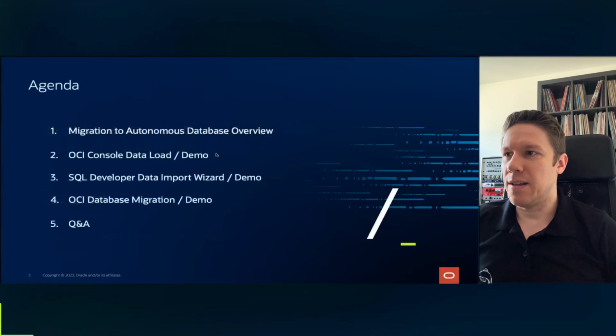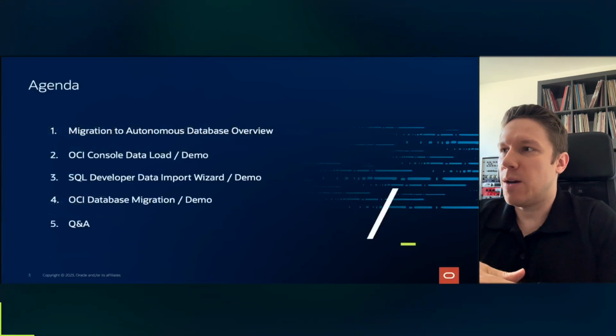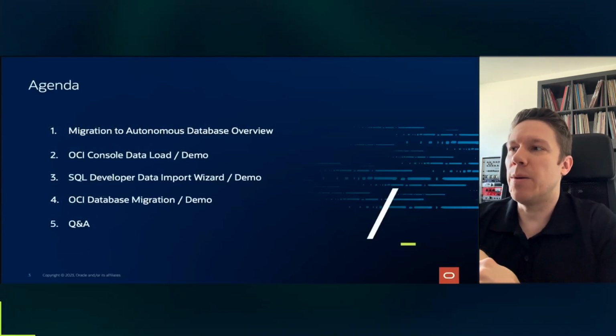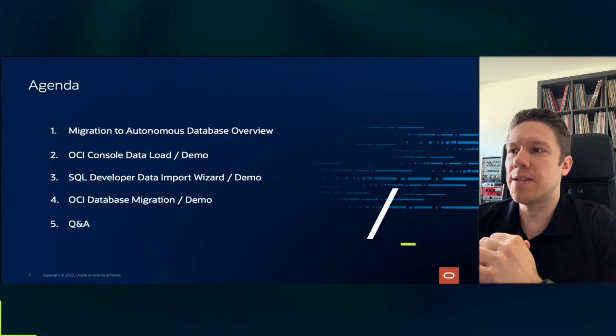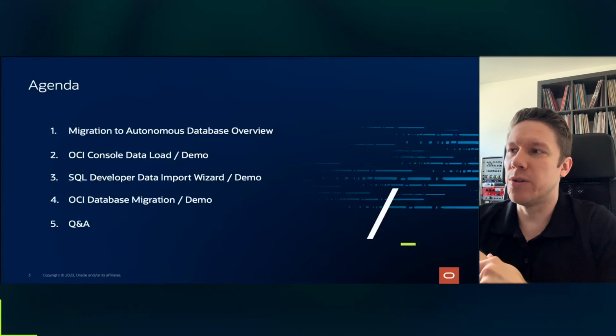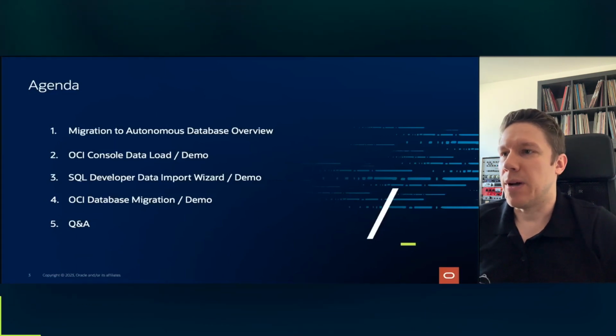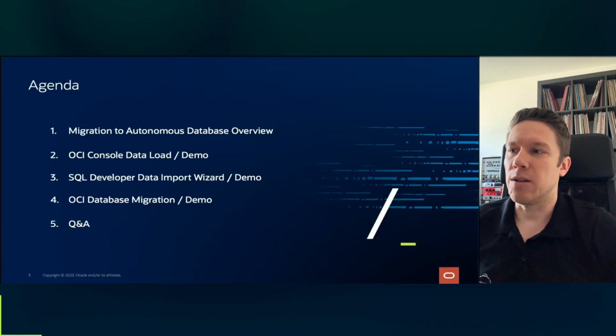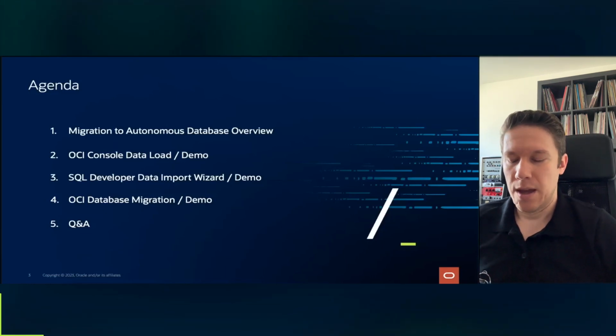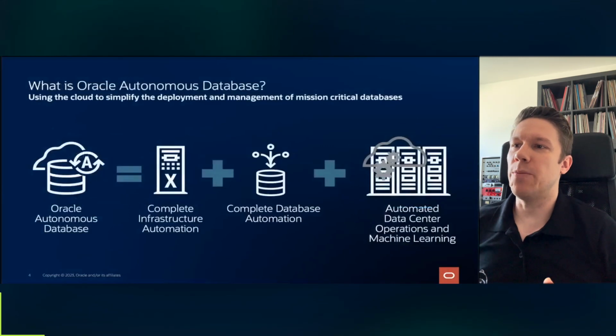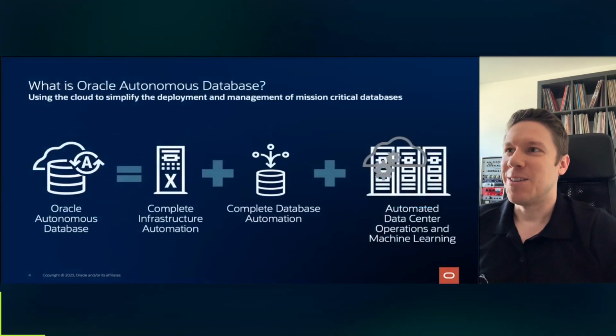So let's have a look at today's agenda and the topics we will cover. First we will give a general overview about the migration to Autonomous Database, and then we will directly jump over to the public cloud, to OCI, and show you three different scenarios, from a simple data load with OCI Console data load, then a data pump import with SQL Developer, and finally also how to set up online migrations with OCI Database Migration.